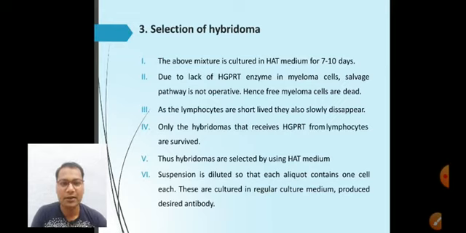The suspension is diluted so that each aliquot contains 1 cell. These are cultured in regular culture medium and produce the desired antibody.